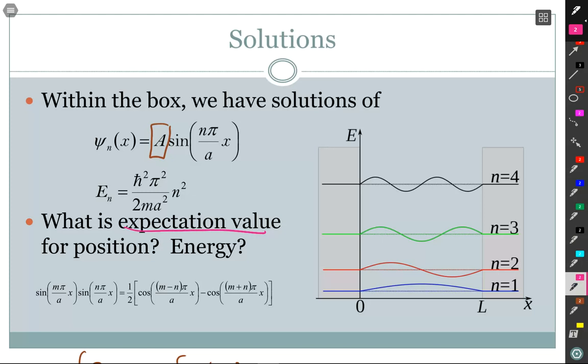If you're in state 1, it's 100% going to be this. If you're in state 2, it's 100%. There's no fuzziness. It's exact. Whereas the position, there's a fuzziness. Every time you measure position, it's going to be a different location. And you just found the average for the expectation value.